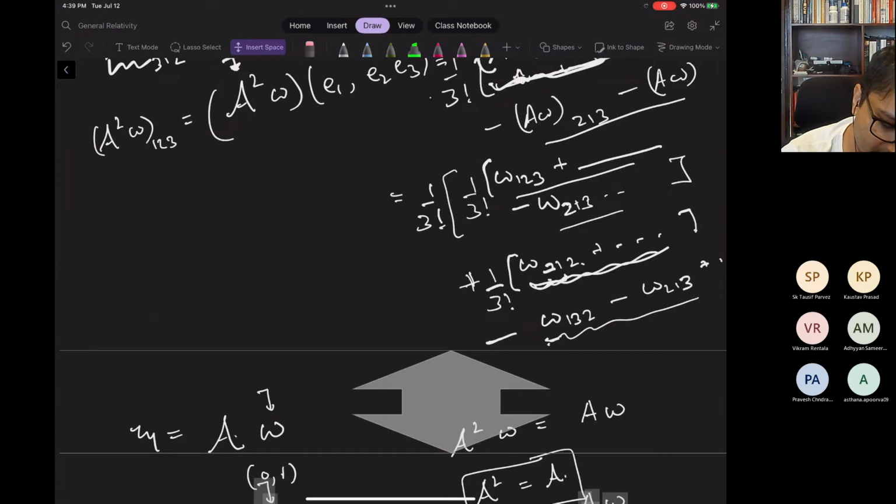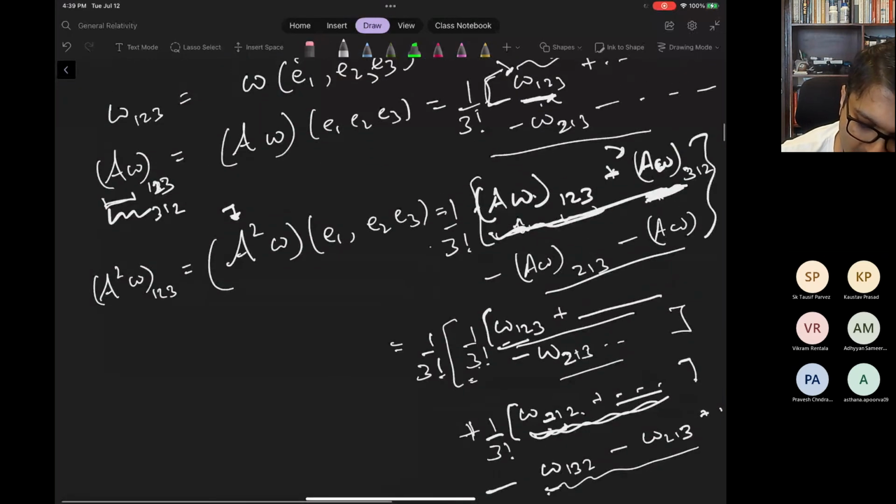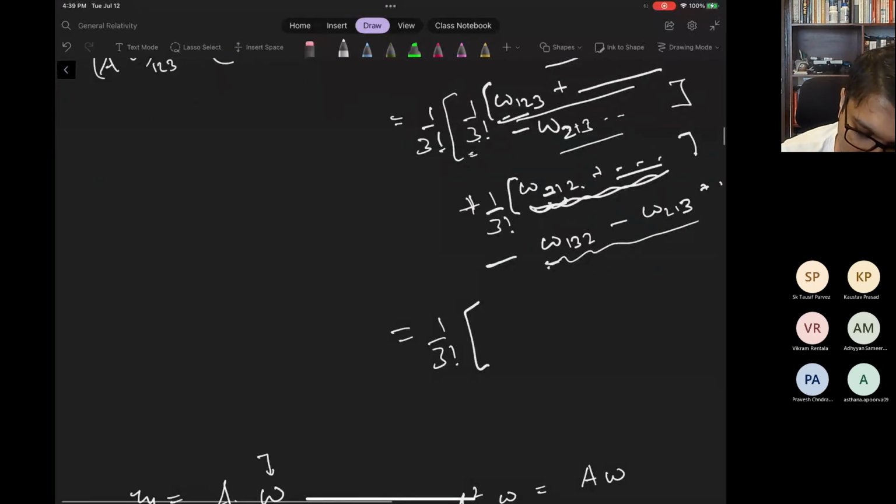So at the end, you can add them all up. There are only 6 unique combinations that you can have. So we'll have 1 over 3 factorial, and this 1 over 3 factorial is basically 1 by 6. And now I'll take the omega 1, 2, 3 from here. There'll be an omega 1, 2, 3 here. Each of these 6 terms will have an omega 1, 2, 3. So 6 times omega 1, 2, 3 divided by 3 factorial will just give me omega 1, 2, 3. Similarly, all the even permutations will just give me this.